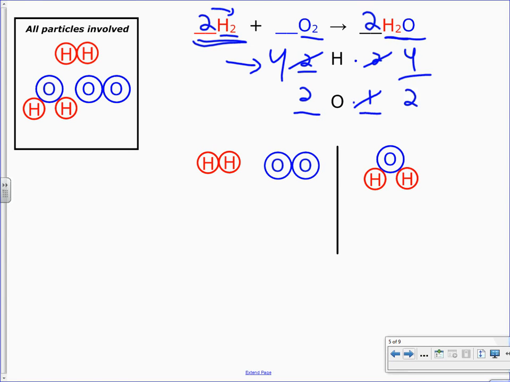So we check our math here, and we have 2 times 2, 4 hydrogens on the left, 2 times 2, 4 hydrogens on the right. Hydrogens are balanced. Oxygens, we have 2 on the left, 2 on the right. Oxygens are balanced.